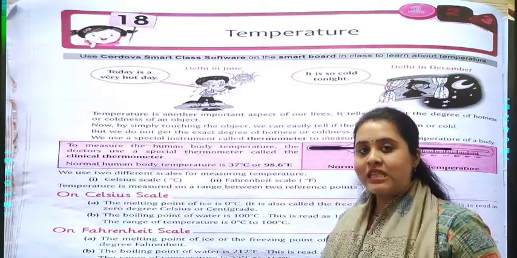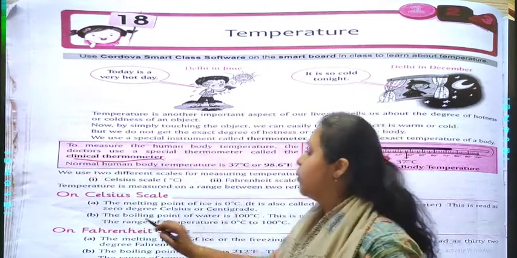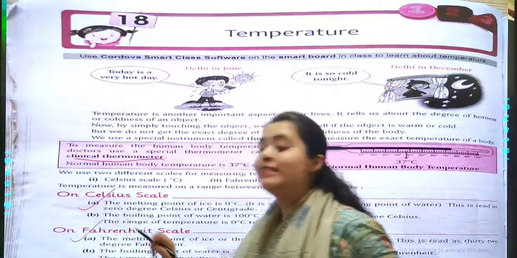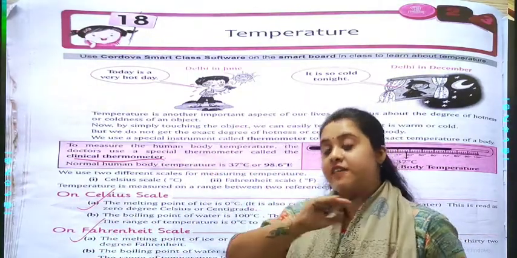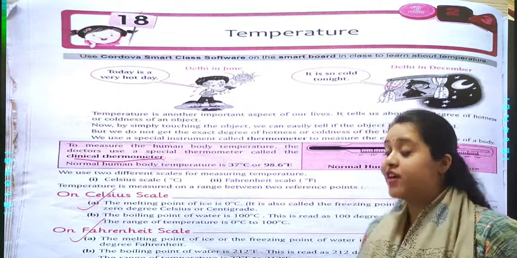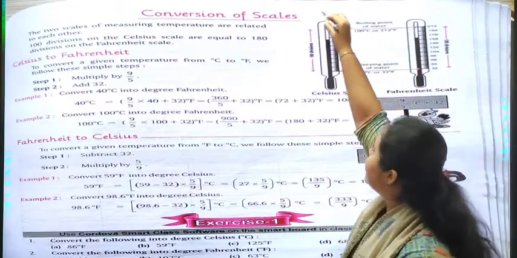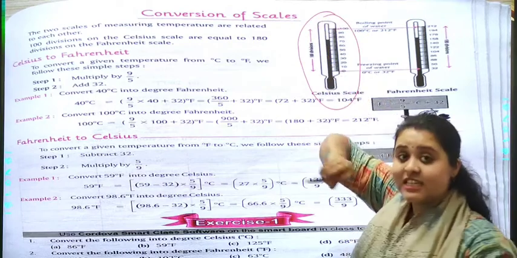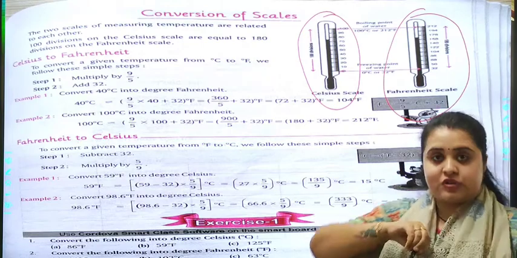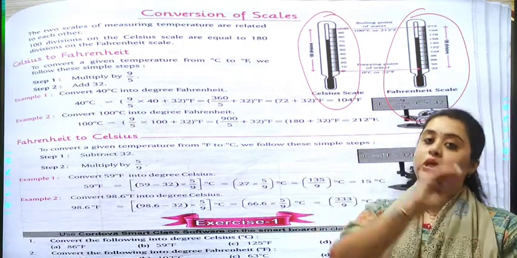We have seen all this. We have come to know what is a clinical thermometer, what is Celsius, what is Fahrenheit, what are the degrees, 0 degree to 100 degree. Then we have also seen 32 degree F to 212 degree F. Now on page number 137, we have seen that in Celsius there are 100 divisions, and in the Fahrenheit scale we have 180 divisions, right? Now we will learn how to convert it.